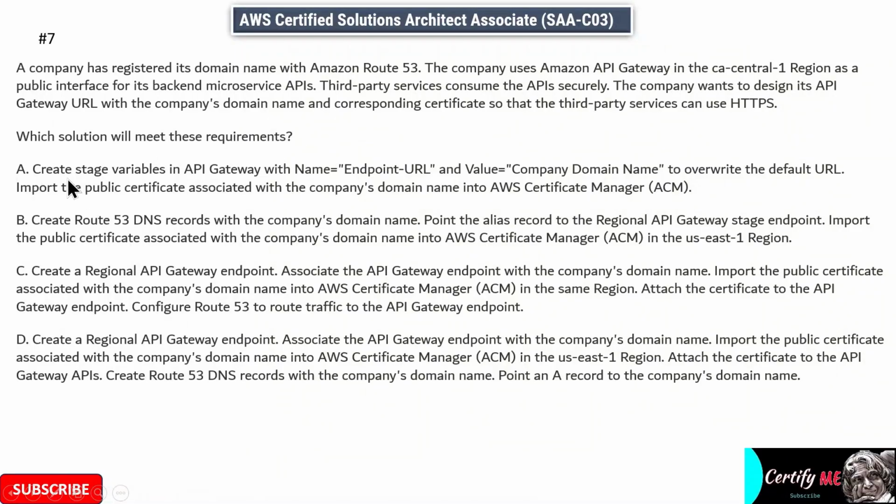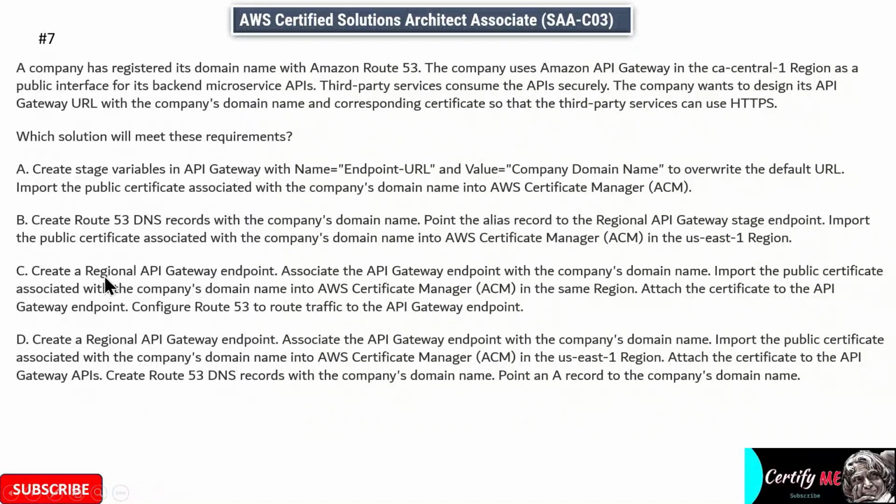Option A. Create stage variables in API Gateway with name Endpoint URL and value equal to the company domain name. To override the default URL, import the public certificate associated with the company's domain name into AWS Certificate Manager. Option B. Create Route 53 DNS records with the company's domain name. Point the alias record to the regional API Gateway stage endpoint. Import the public certificate associated with the company's domain name into AWS Certificate Manager in the us-east-1 region.